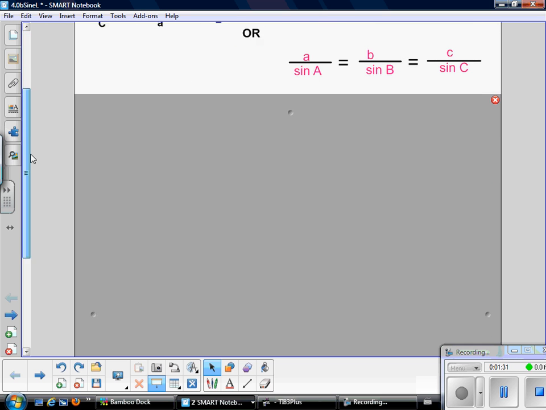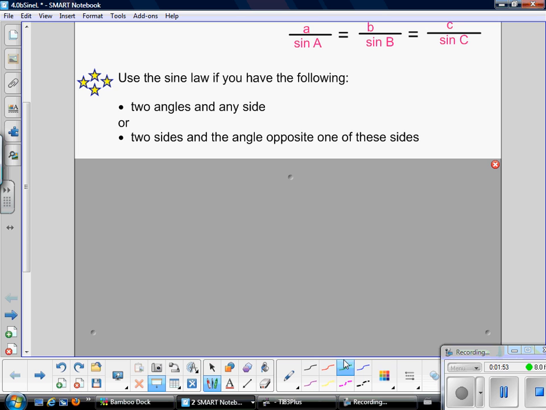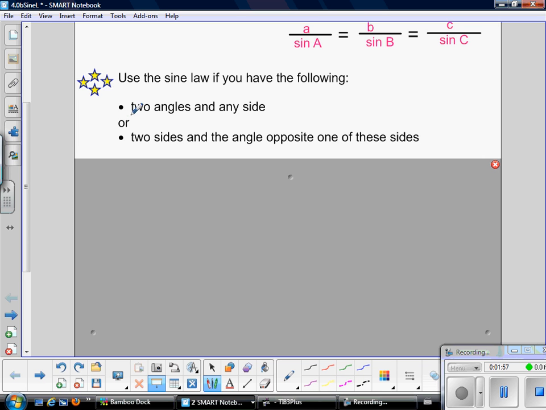All right, so when can you use the sine law? There are two different situations. One, you use the sine law if you have two angles and any side. Actually, if it says two angles and any side, really you have three angles, because if you have two and you know that the sum of the interior angles of a triangle equals 180, you automatically have three. So if they've given you two, you really have three.